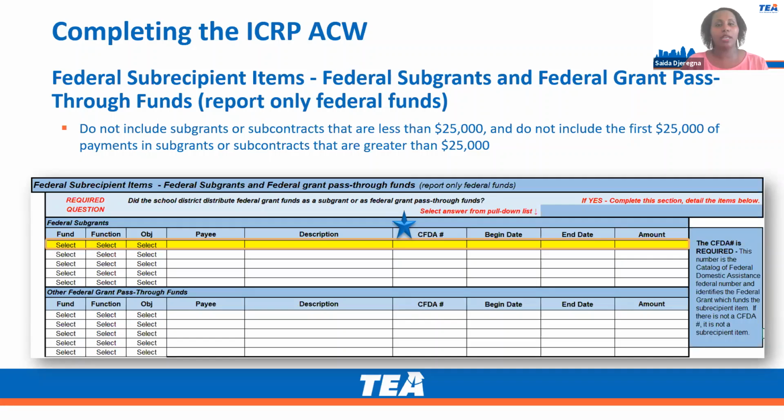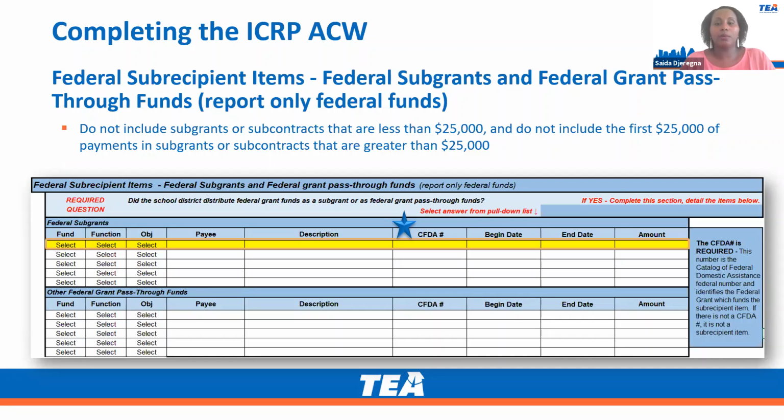For the purpose of the ICRP, TEA is only concerned with major subgrants and has adopted the accepted definition that a major subgrant is one that exceeds $25,000 in expenditure per year. For this reason, do not include subgrants or subcontracts that are less than $25,000 and do not include the first $25,000 of a payment in subgrants or subcontracts that are greater than $25,000.